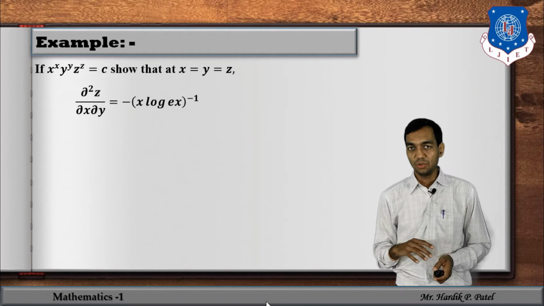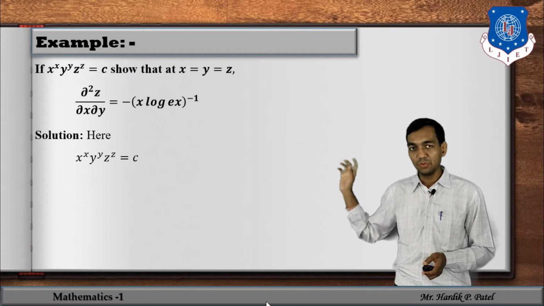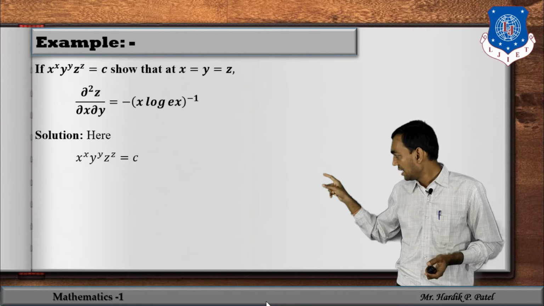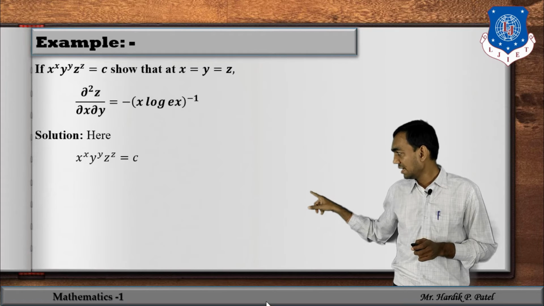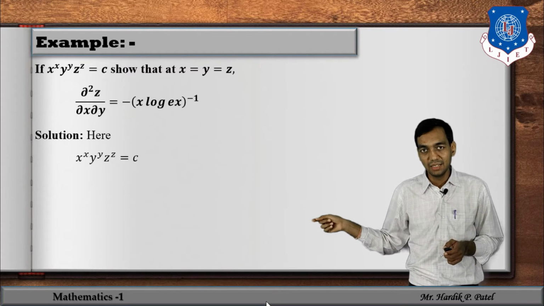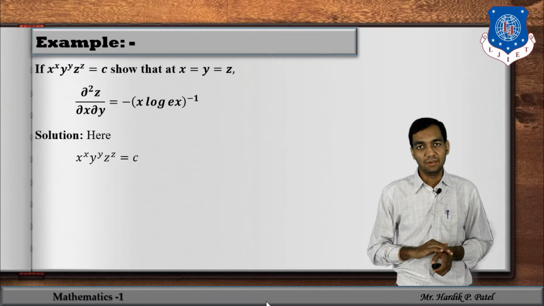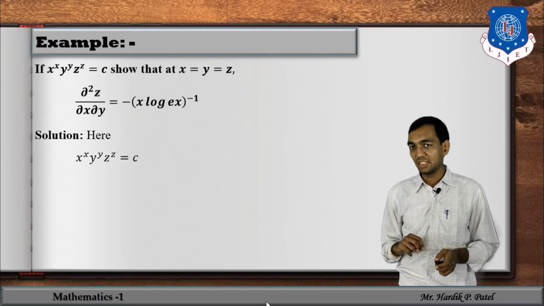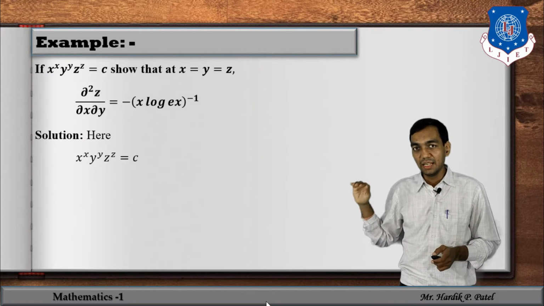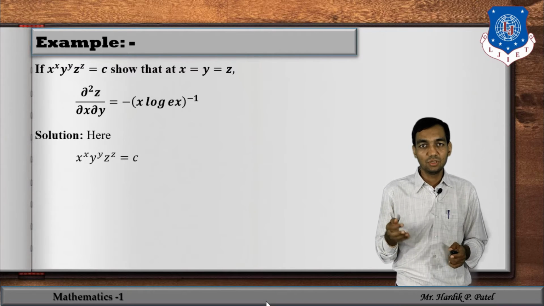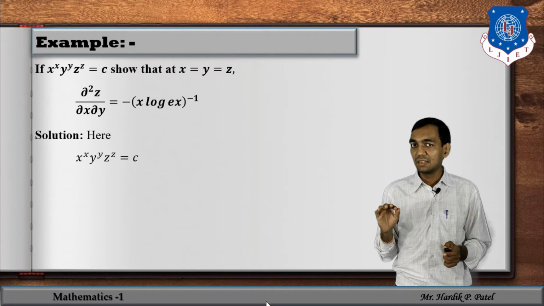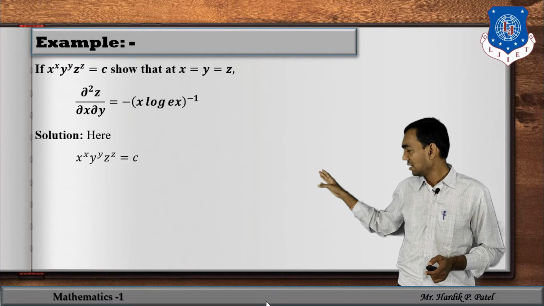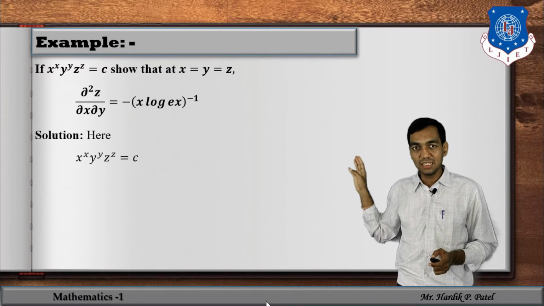Now see here, first of all, your function is not given in the form of an implicit function. That means directly it is not given in the form of a function, but the derivative del square z upon del x del y is given. That means you have to consider that z is a function of x and y. So now onwards, whenever we differentiate the original curve x raised to x, y raised to y, z raised to z is equal to c, we are considering that z is a function of x and y, and x and y are independent variables.